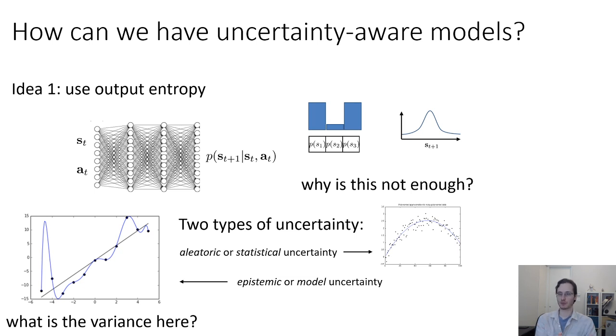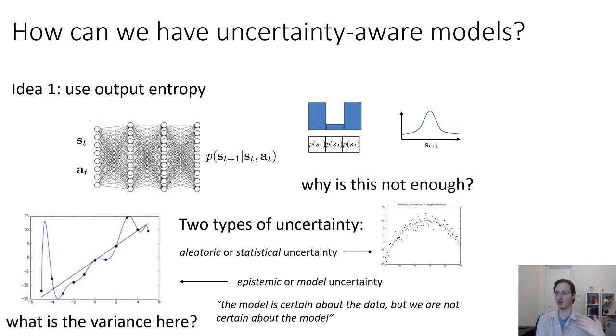Epistemic uncertainty comes from the fact that you don't know what the model is. So epistemic uncertainty would be like the setting we had when approaching the cliff or walking around on the top of the mountain. Once you collect enough data, that uncertainty goes away. But in the limited data regime, you have to maintain that uncertainty because you don't know what the model actually is. This is essentially the setting where the model is certain about the data, but we are not certain about the model. And that's what we want.